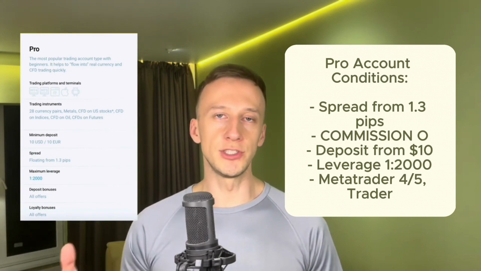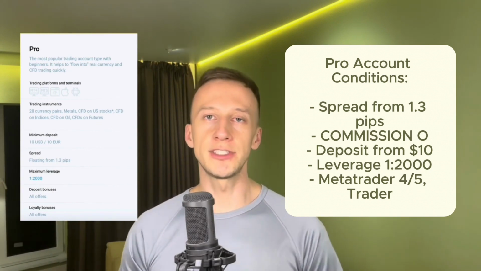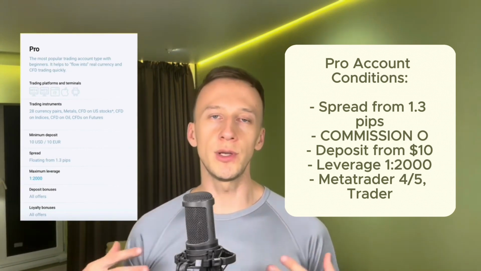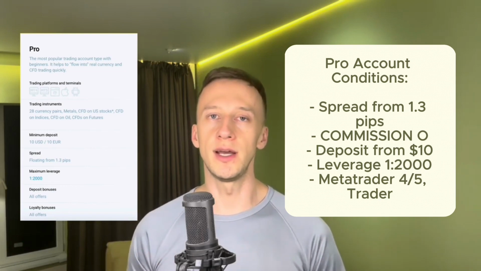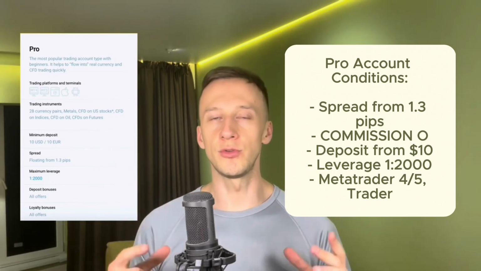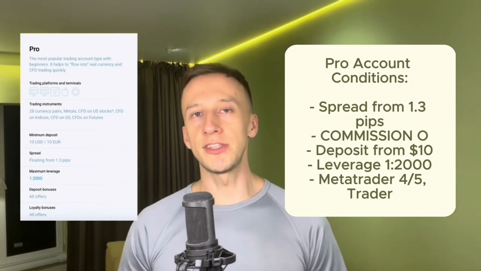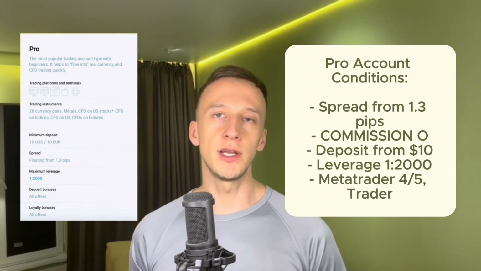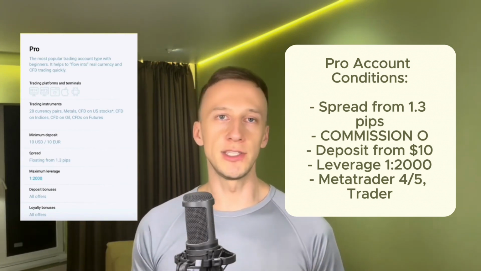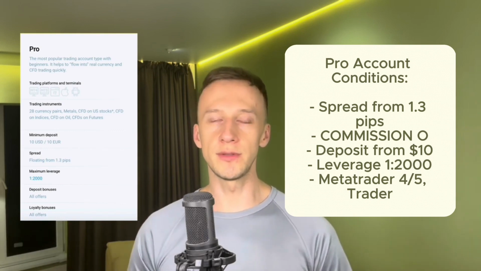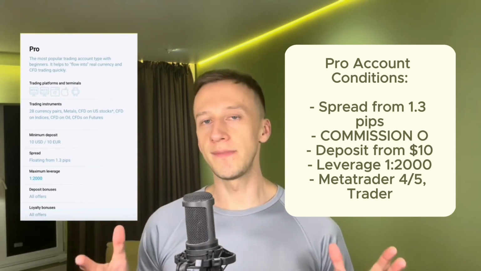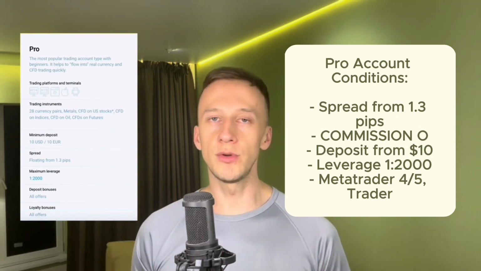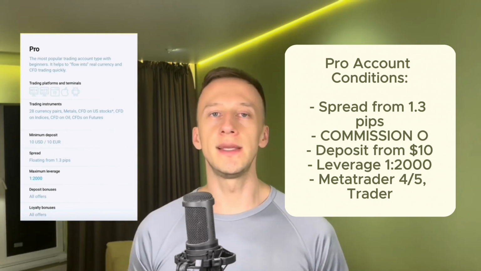The minimum deposit, just like with the previous account, is $10. You can start with a small amount, but for this particular account, I would recommend depositing more so that you have enough room for trading. The leverage is the same, up to 1 to 2,000. Let me repeat, the higher the leverage, the greater the potential profit, but the risks also increase. The available platforms are MetaTrader 4, MetaTrader 5, and CTrader. If you trade medium term or long term, this account is a good choice.